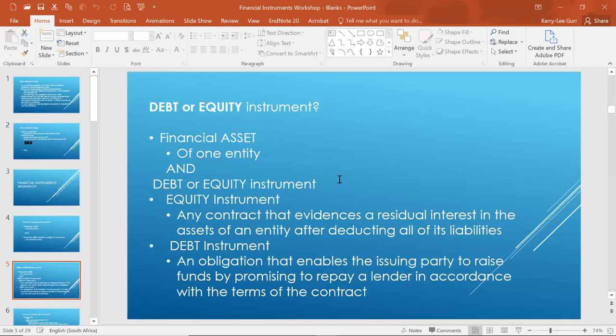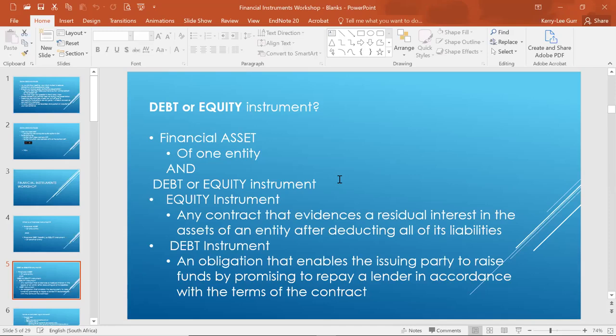That is what equity is. When we look back at our accounting equation, assets equals equity plus liabilities. So equity, if we make that the subject of our equation, is the residual interest in the assets after deducting our liabilities.